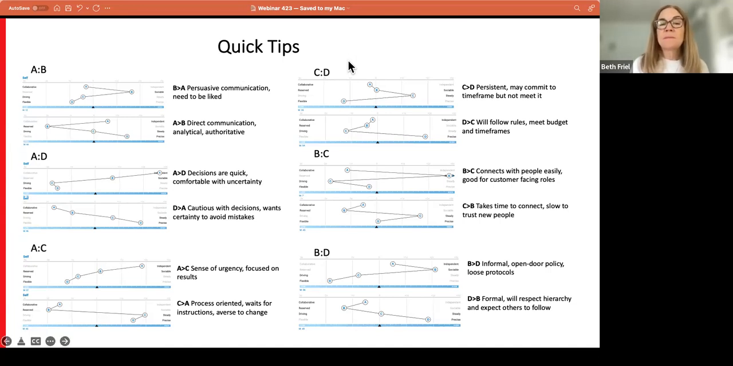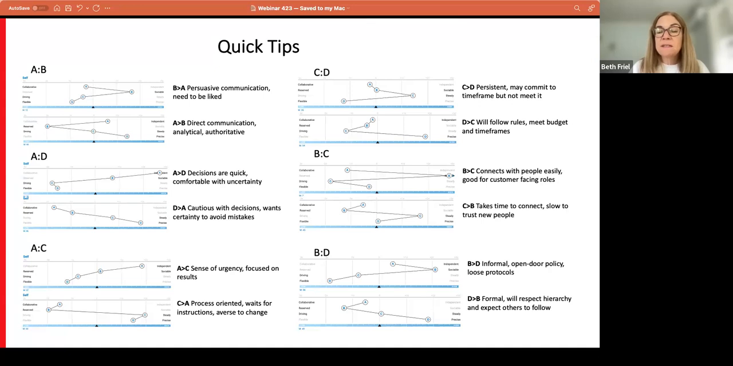Over on the other column with C and D, C higher than D is persistent. They may say, sure, I'll get that done on this time frame. And then the time comes. Oh, no, I didn't get to that yet. D higher than C, careful with rules. Time is very important. The rules are very important. And I'm going to enforce them for other people, but I'm going to do it with a sense of urgency with that lower C.